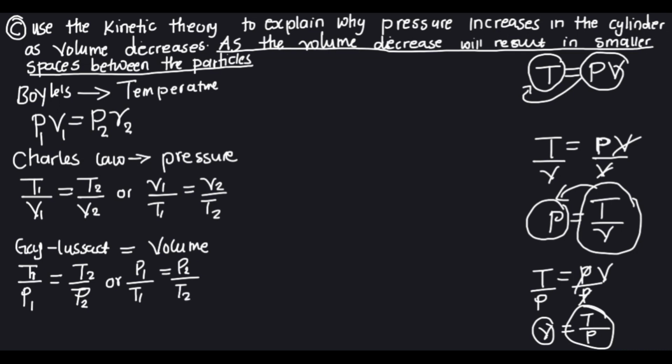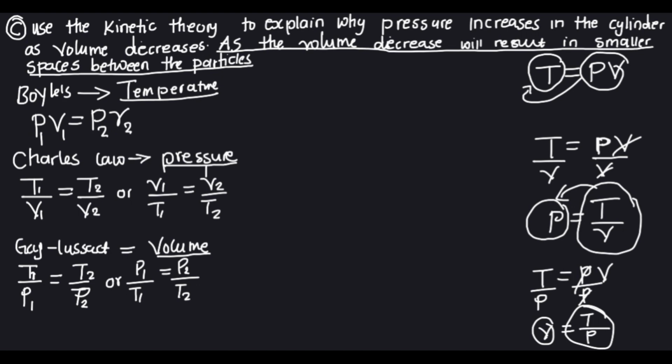So we can see that from these three laws, each law has a factor that is constant. From Boyle's law, temperature is constant. Charles' law, pressure becomes constant. Under Lussac's law, volume becomes constant. So if volume is constant, pressure and temperature will change. If pressure is constant, volume and temperature will change. If temperature is constant, volume and pressure will change. So this is the pattern under these gas laws.